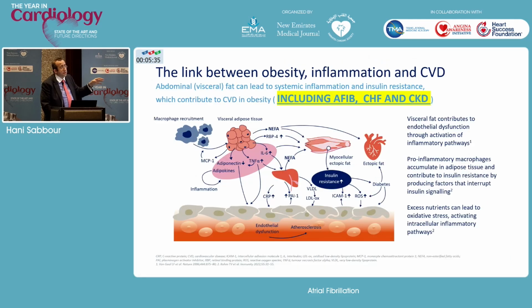This, of course, is very complicated, but these are the molecular mechanisms that lead to inflammation, systemic inflammation and insulin resistance, contributing to cardiovascular disease and obesity, particularly AFib, heart failure, and CKD.